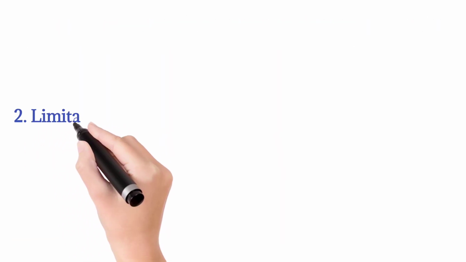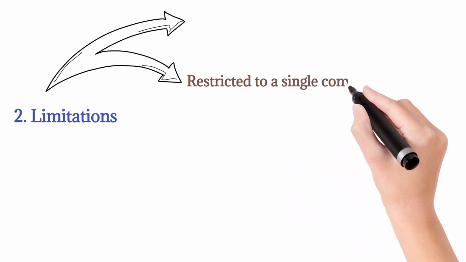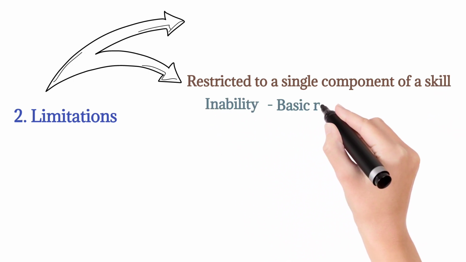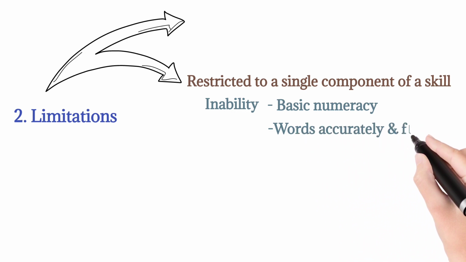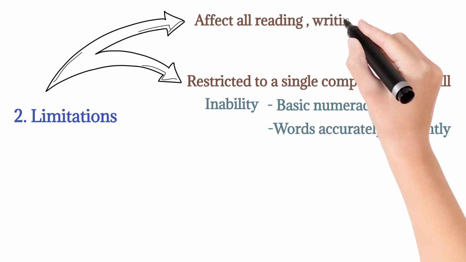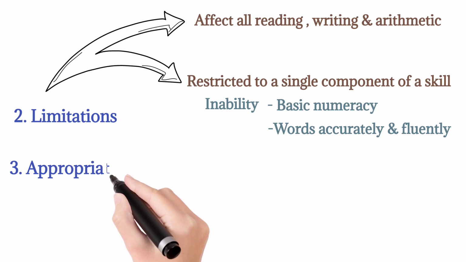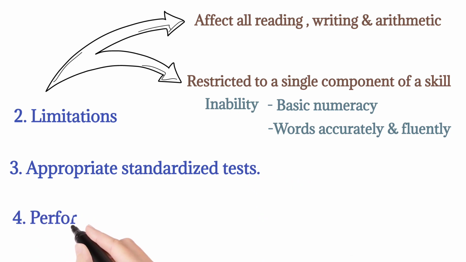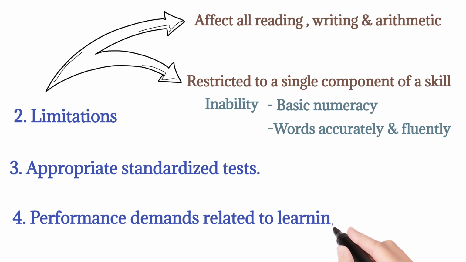Next, the limitation may be restricted to a single component of skill, for instance, the inability to master basic numeracy or the inability to decode single words accurately and fluently. Or it may affect all reading, writing and arithmetic skills. Limitations are measured using appropriately normed and standardized tests. The limitations are manifested when performance demands related to learning exceed limited capacities.